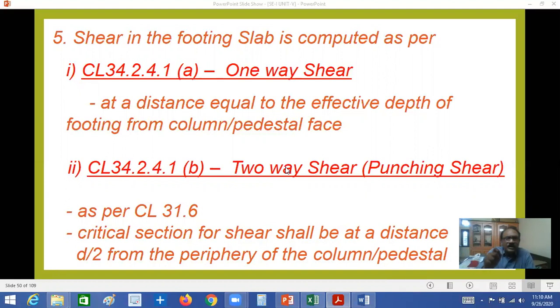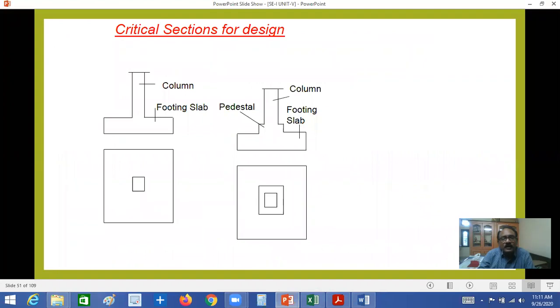These are very important competitive examination questions. Always note this down and remember very well what punching shear is. This will act from the face of the column. One-way shear is at the effective depth and two-way shear is at effective depth by 2, right?